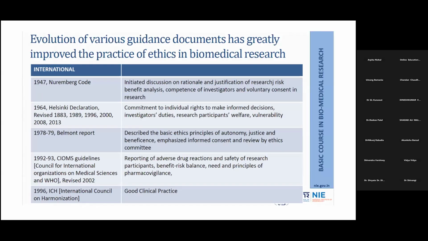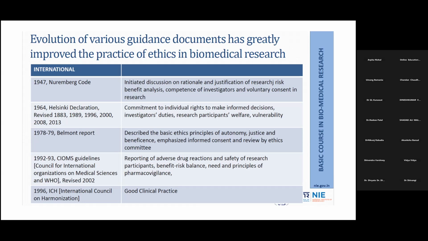Now, how did these documents come in? Let's see the evolution. It began after World War II. It was seen that in World War II, many atrocities were carried out in the name of research on the participants, the prisoners who were captured in the war. So after that, in 1947, the Nuremberg Code came in, which initiated discussion on the rationale and justification of research, risk-benefit analysis, competence of investigators, and voluntary consent in research. This was followed in 1964 by the Helsinki Declaration, which talked about informed decisions, research participant welfare and vulnerability. Then in 1978-79, the Belmont Report came in, which for the first time described the basic principles of ethics, that is autonomy, justice and beneficence.